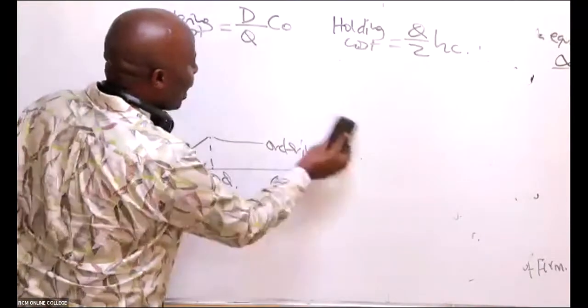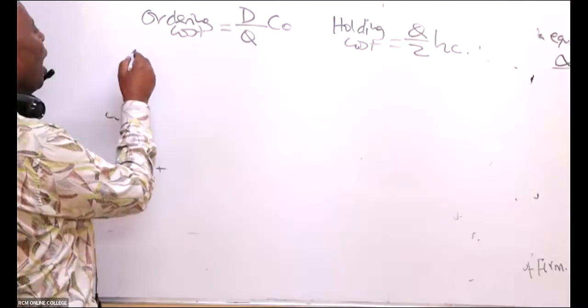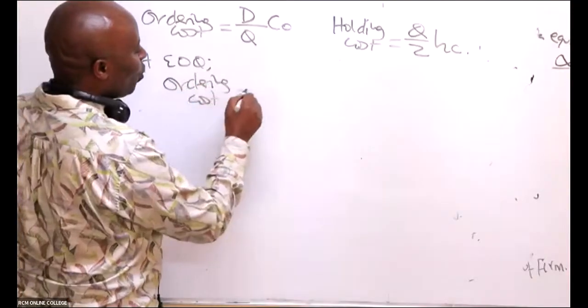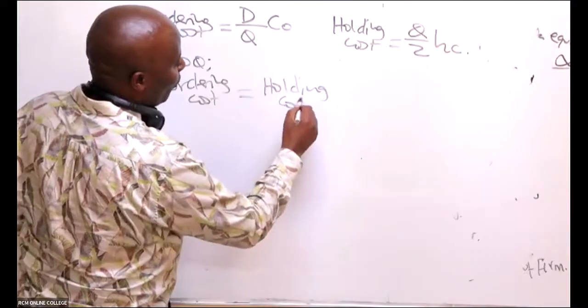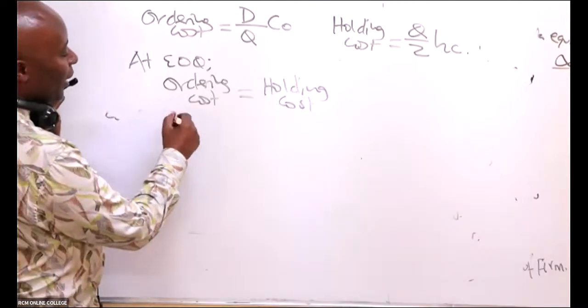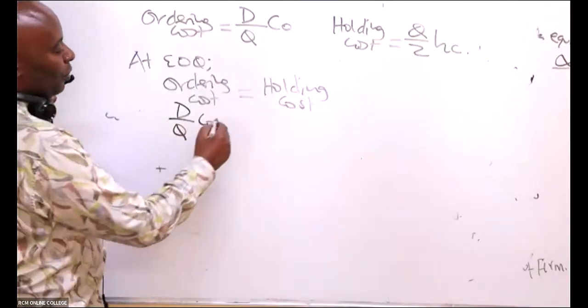So I would want us to derive our EOQ formula as I write for you what D, Q, CO mean. So basically we are saying that at EOQ, ordering cost equals holding cost. And then we have just said that our ordering cost is D over Q multiplied by cost per order, which will be equal to who on the other side?